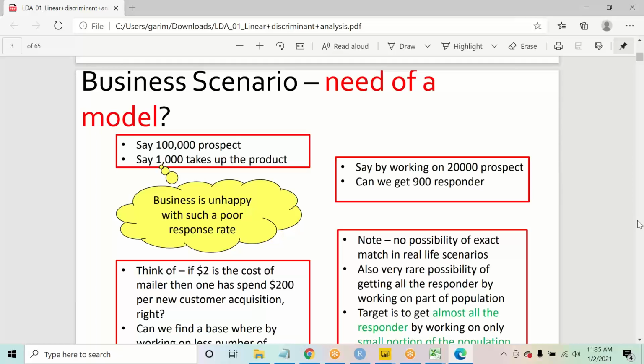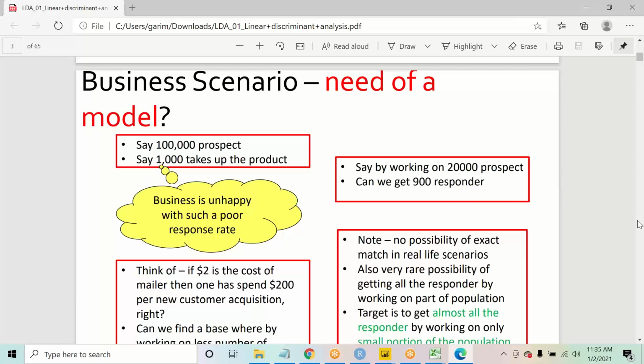Say you launched some advertisement campaign. Maybe you got some pamphlets printed. You got 1 lakh pamphlets printed, and now you distributed those 1 lakh pamphlets to 1 lakh different people. Now, only 1,000 of those people came to purchase your product. Out of the 1 lakh people to whom you distributed your pamphlet, only 1,000 came up to buy your product.